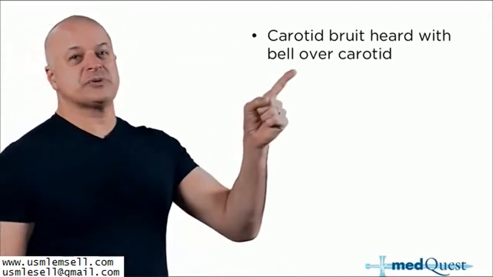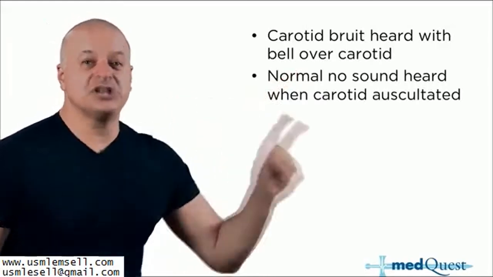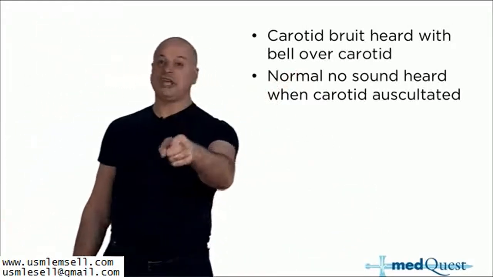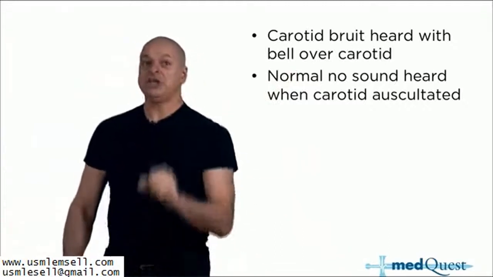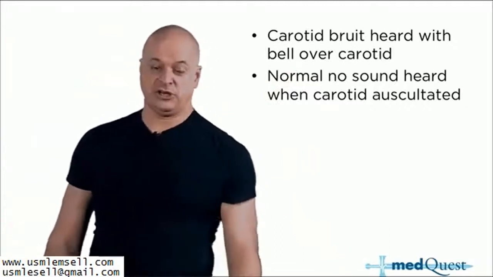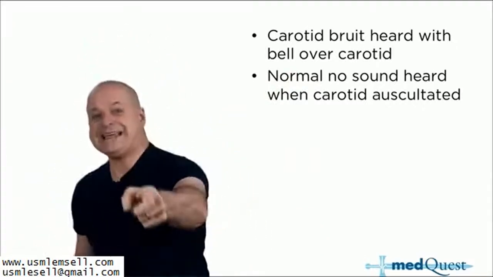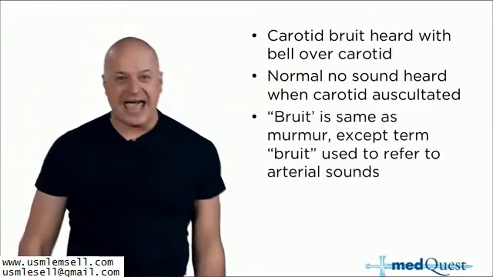A bruit is heard with the bell over the carotids, and you should not hear anything. There should be no sound. In other words, there should be no sound of the left ventricular ejection. There should be no sound of the renal arteries filling. There should be no sound in the carotids. So any sound in the carotids is abnormal.